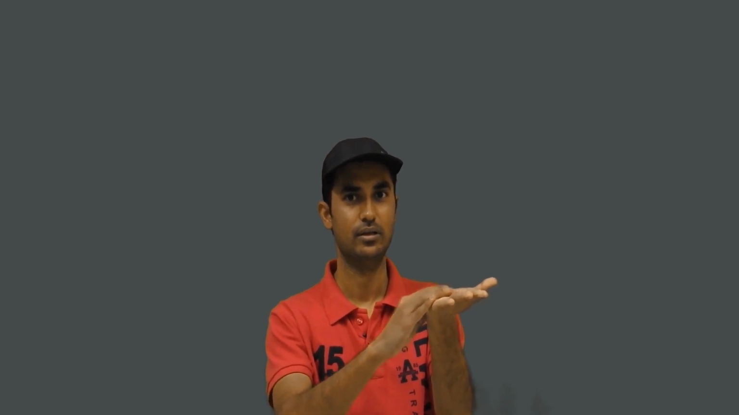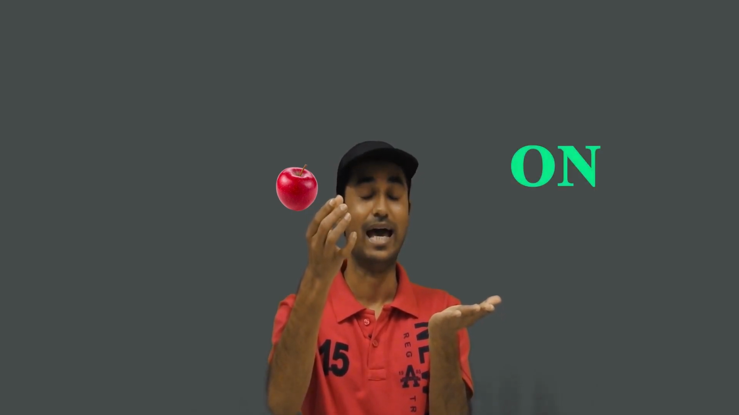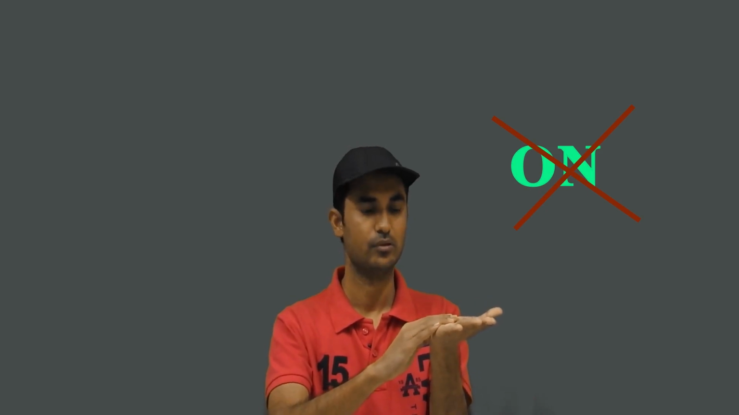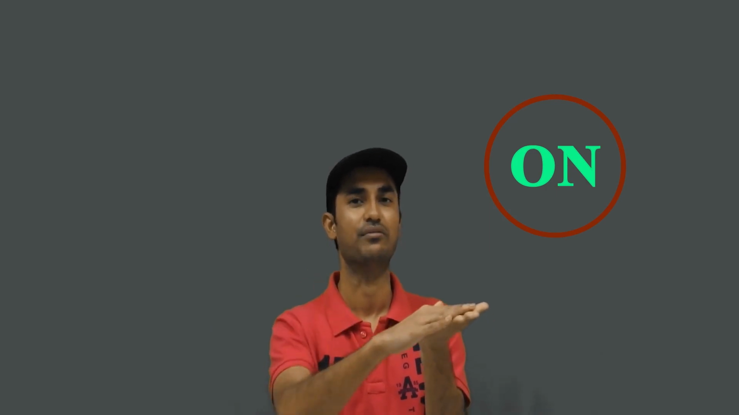So rule 1: on the surface. This is our palm and this is the surface. Now if we take an apple and keep it here, it will be on the surface. But if we hold an apple here, we cannot say the apple is on the palm. So we will use on when we keep something on the surface.